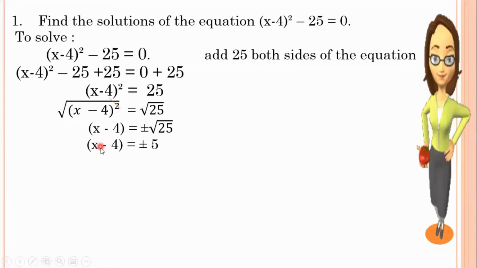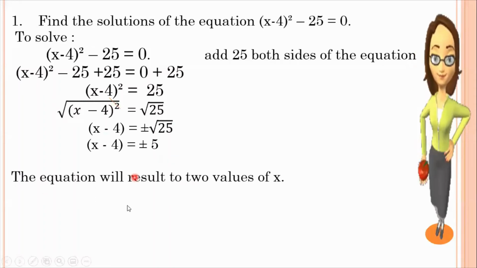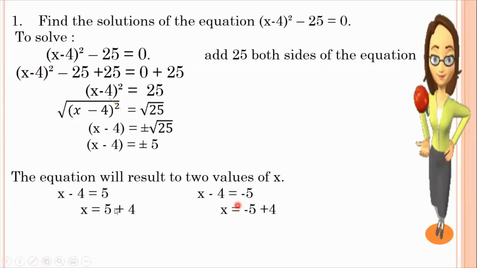So bring down x minus 4 is equal to positive or negative 5. Then the equation will result to two values of x. The first one is x minus 4 equals 5. The second one, x minus 4 is equal to negative 5. Then we use addition property. So add both sides.